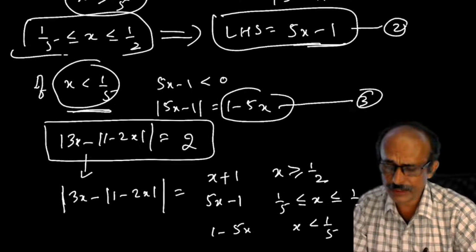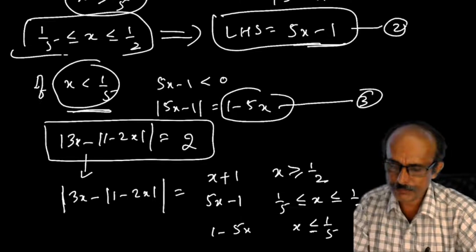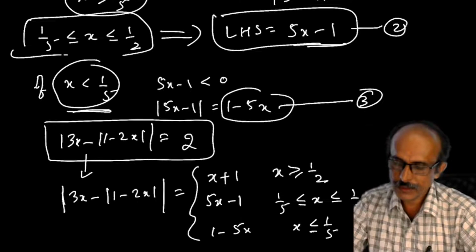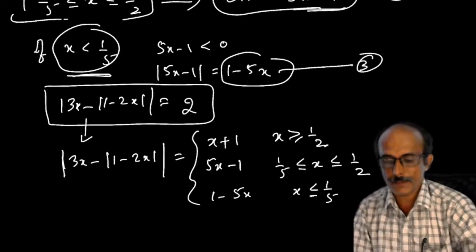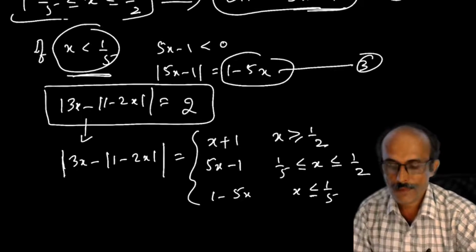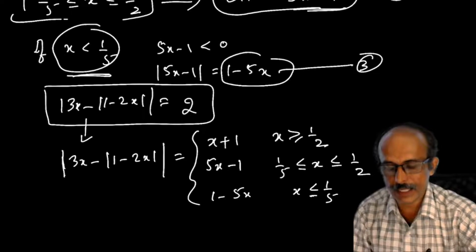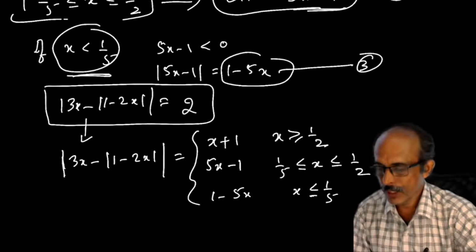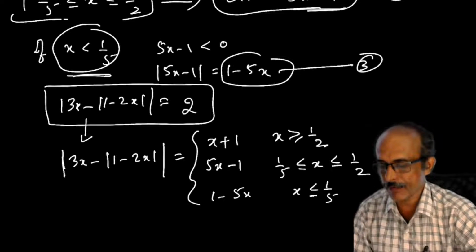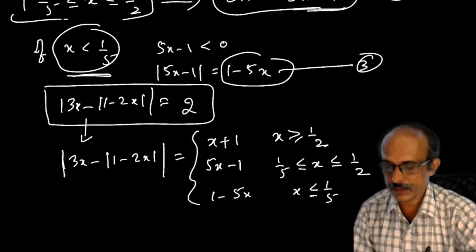Yeah, at 1 by 5 both are equal to 0, so that's not a problem. We have this following simplification of the function. So from this simplification of the left hand side, we should be able to compute the sum of all roots of the given equation.